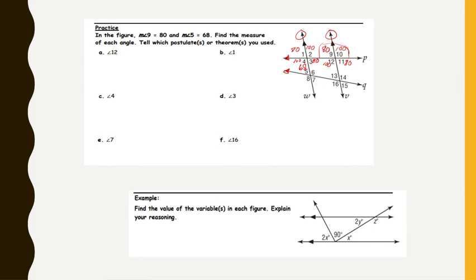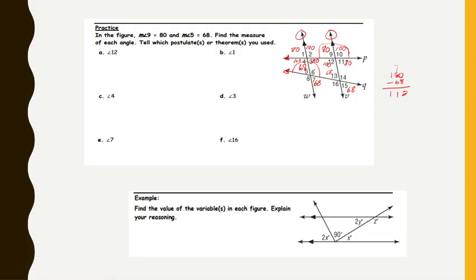5 is 68, 7 has to be 68. Okay, that means 13's got to be 68 and 15's got to be 68. Okay, now this is your straight line. So what's 180 minus 68? So I can get that figured out. This will be a 7, this will be 112.